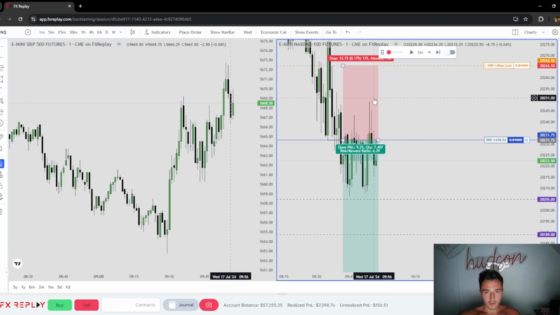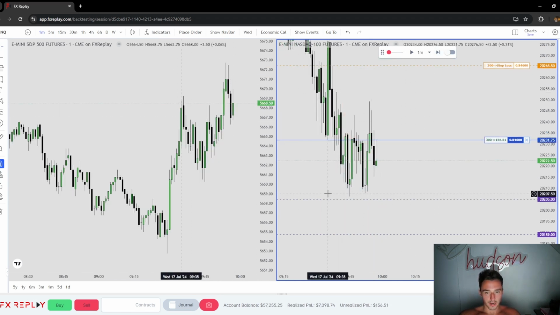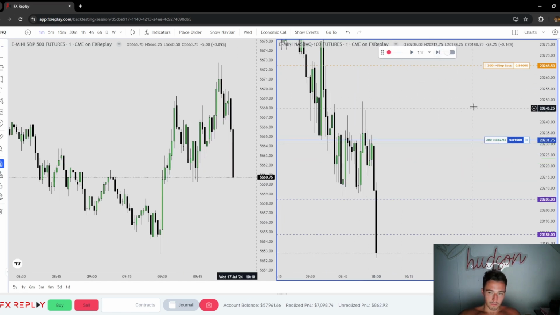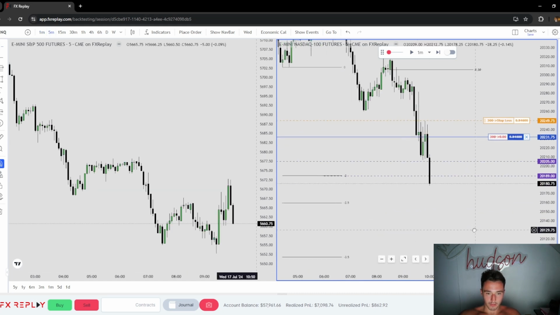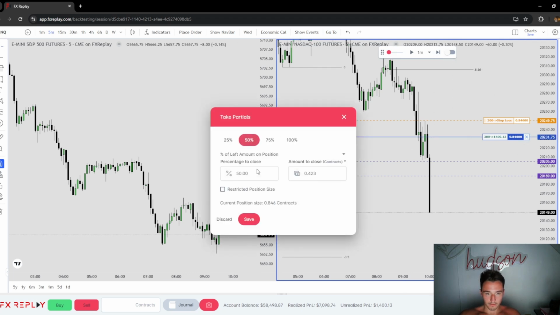Turtle soup. This high shouldn't get taken anymore, right? If we break these lows, this high should never get taken again. Boom. Stop goes up here, right? Stop goes up there. 2.5 is the first target. Boom, delivered. Close 50%.